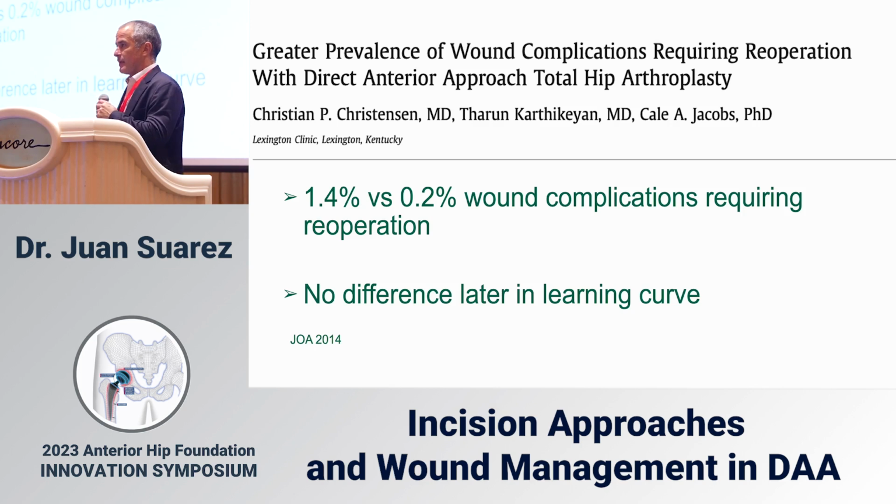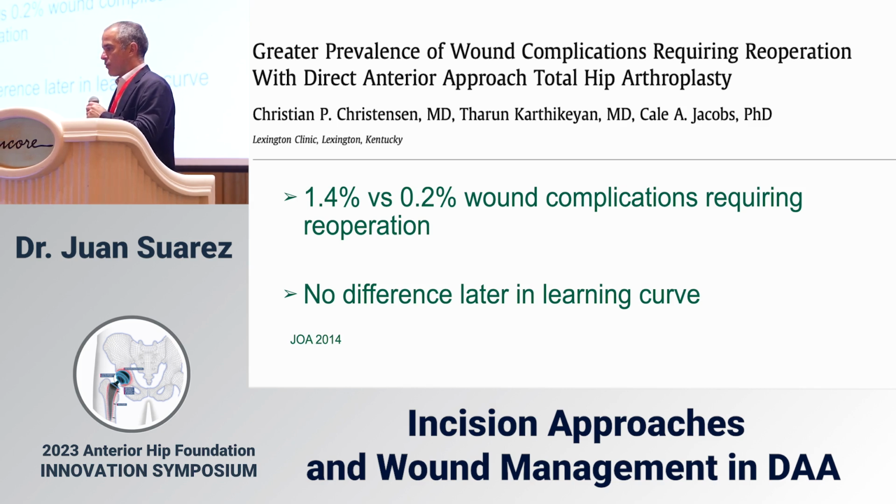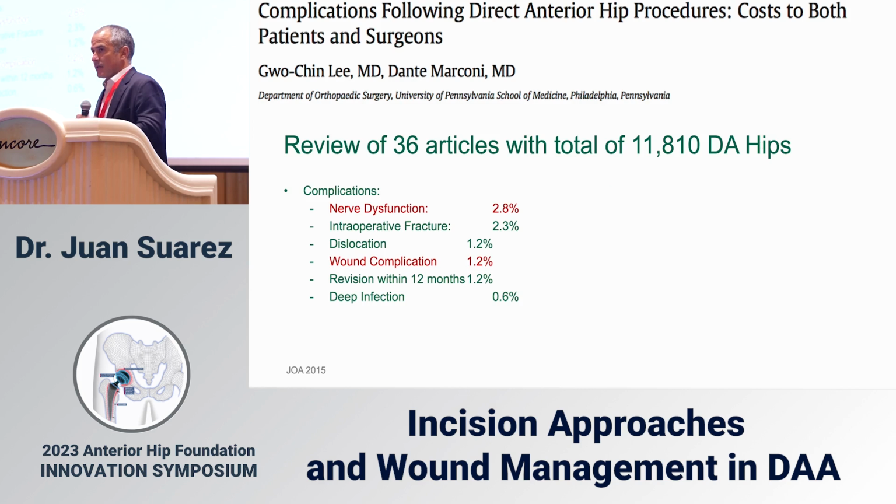If you look at the data, the complication rate of wounds in anterior approach is higher than in posterior approach, 1.4% versus 0.2%. And this held true after their learning curve. In this study that looked at 36 articles over 11,000 hips, the overall wound complication was 1.2%.